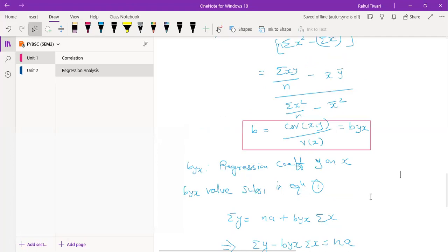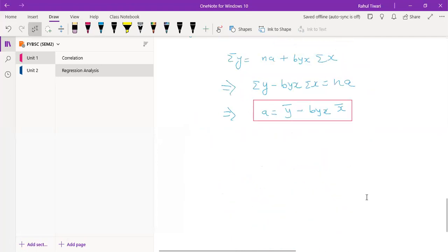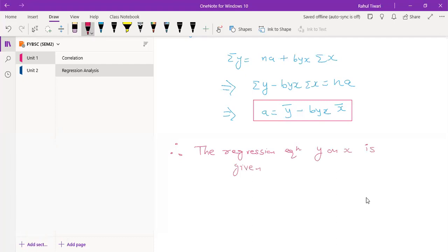Okay, and therefore the regression equation Y on X is given by y minus y bar is equal to B Y X times X minus X bar. Now you will ask from where we get this, right? X minus X bar. You have value Y. You got value of X.